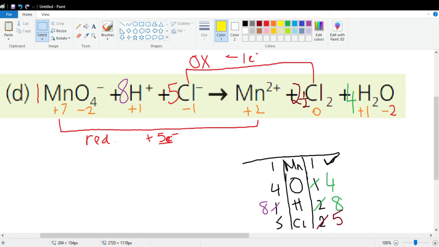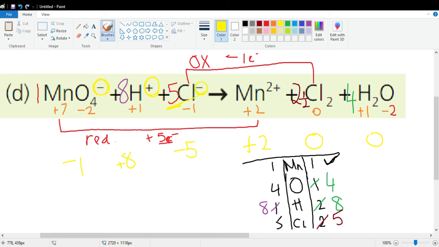So you can see here, I'll put it in yellow, I've got a +2 charge here on the manganese on the right. I've got a 0 charge there, there's no charge, and there's no charge on the water. Here I've got 5 minus 1s, so that's -5. I've got 8 pluses, so I've got +8, and I've got -1 on the manganese. I'm just getting that from the charges that are on the ions, and multiplying them by the number in front, by the coefficient.